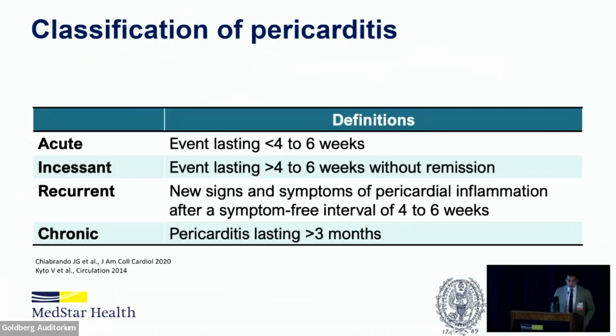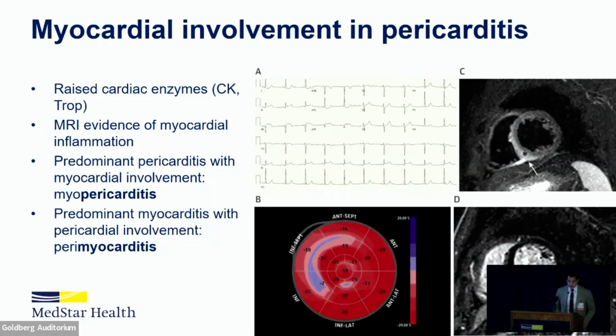In how we classify pericarditis, if it's less than 4 to 6 weeks, it's acute. Incessant will be more than that. Recurrence, as Dr. Taylor also shared in his story, is when you have a symptom-free interval of 4 to 6 weeks. And chronic, which is not something we see very often, as we tend to see more recurrence than chronicity, is pericarditis lasting for more than 3 months.